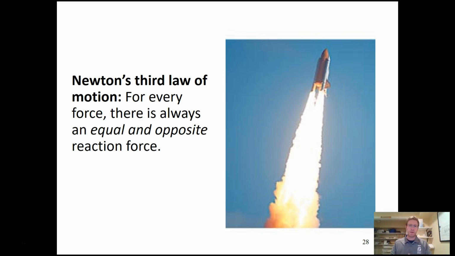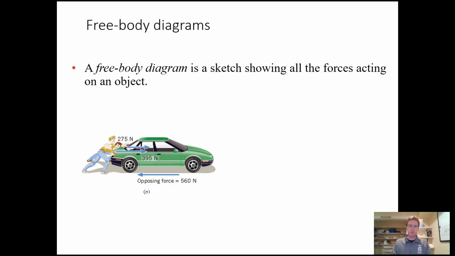Newton's third law of motion, lastly, tells us that for every force, there is always an equal and opposite reaction force. A great example of that, as you see in the picture here, is with rockets. How do rockets propel themselves upward? By forcing hot gas out the back of the rocket, which creates an equal and opposite force pushing the rocket upward.